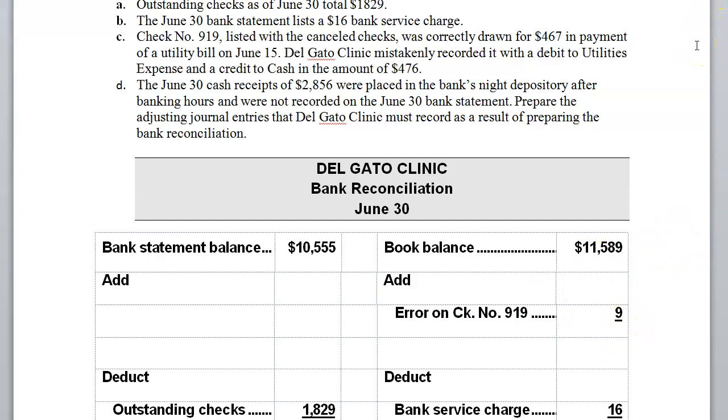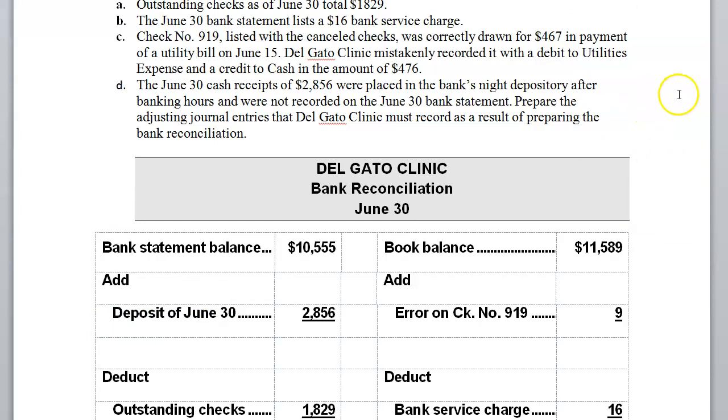On D, the June 30th cash receipts of $2,856 were placed in the bank's night depository after banking hours and were not recorded on the June 30th bank statement. This is what we call a deposit in transit. We have recorded it on our books in our general ledger and we dropped it off, but the bank has not yet recorded it. Typically they will on the next business day. So we're going to add it to the bank balance.